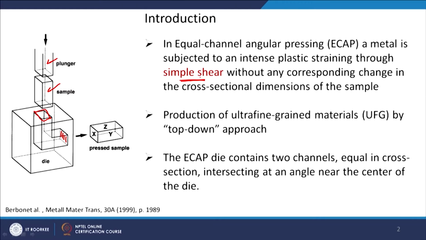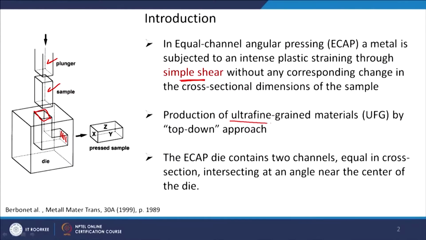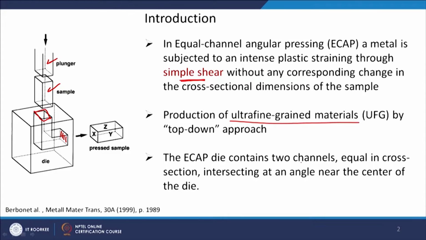So you have intense plastic deformation in the form of simple shear, and all these severe plastic deformation processes are usually used to produce ultra fine grain materials, also called UFG. In ultra fine grain there are two approaches, one from bottom to top and another from top to bottom. This is a top to bottom approach where you have relatively bulk coarse grain material, and then you deform it and refine the microstructure, going from coarse to fine. As I told you, the ECAP die contains two channels, equal in cross section, intersecting at an angle near the center of the die. This is a very simple approach to the deformation process.